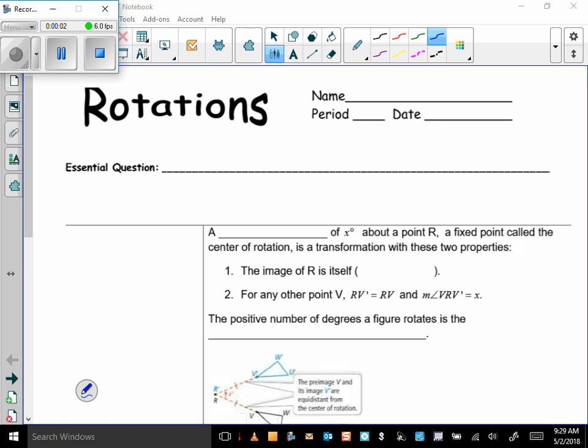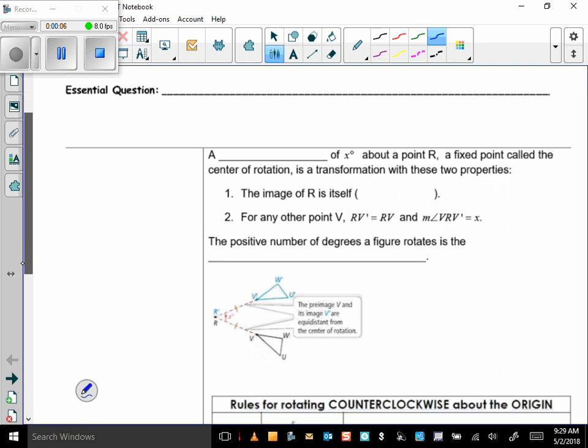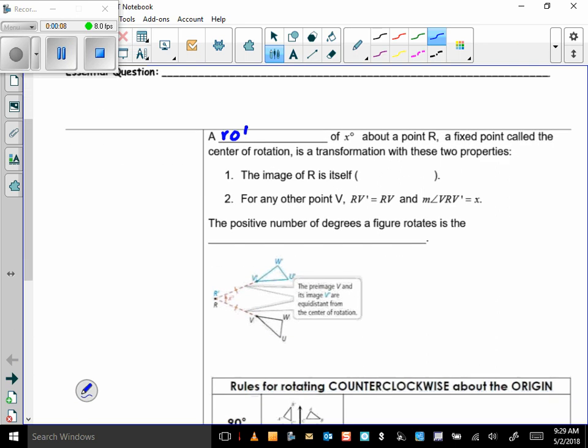All right, our third type of transformation we're going to talk about is a rotation. A rotation of x degrees about a point r. Of course we have to have a point about which we're rotating, and that point is a fixed point called the center of rotation. It's a transformation with these two properties.